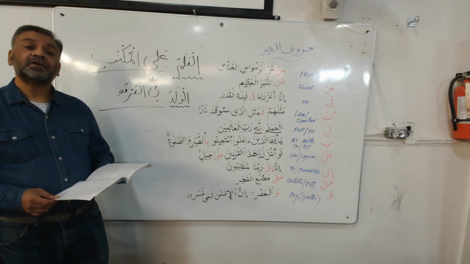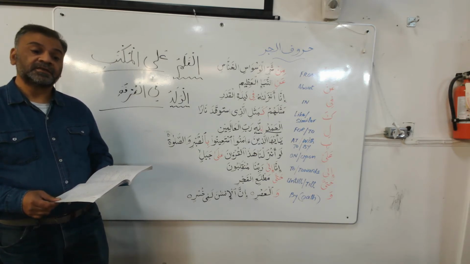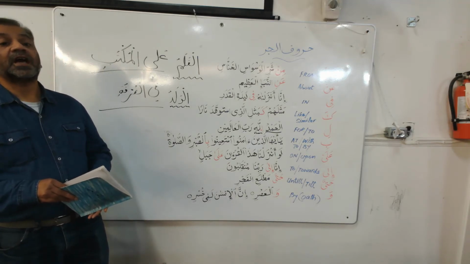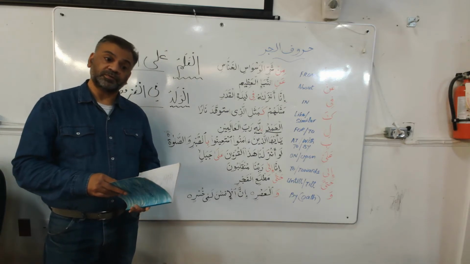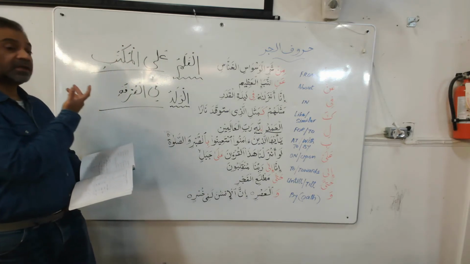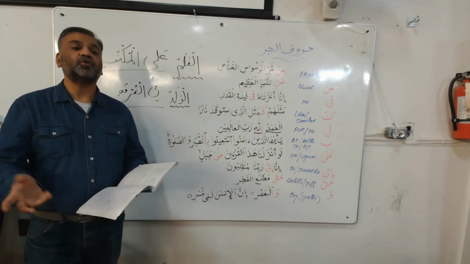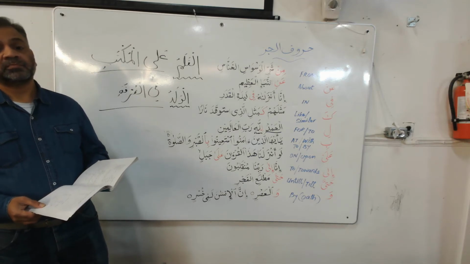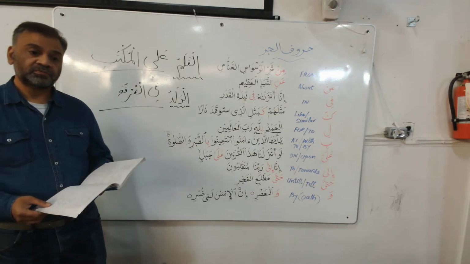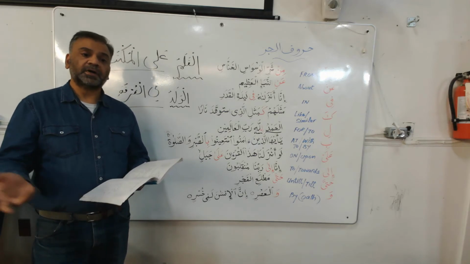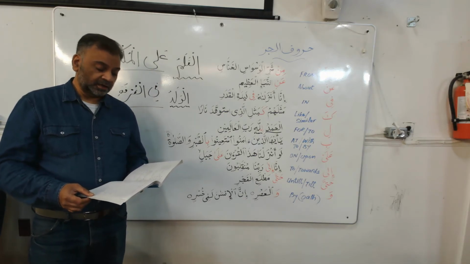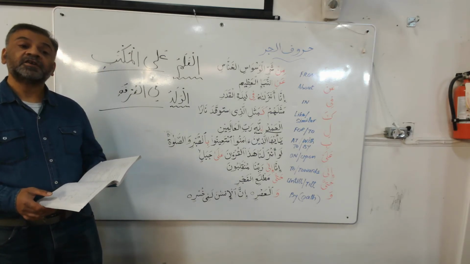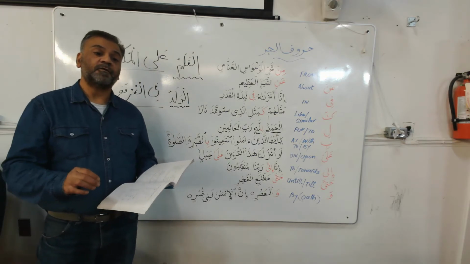Qadimun, something is old. My book is old, so I say al-kitabu qadimun, the book is old. Or you can say al-maktabu, the desk is old. Al-kursiyu, anything. Jadidun, something is new. You can say al-kursiyu, al-qalamu, al-maktabu, anything. So that brings us to our next exercise.